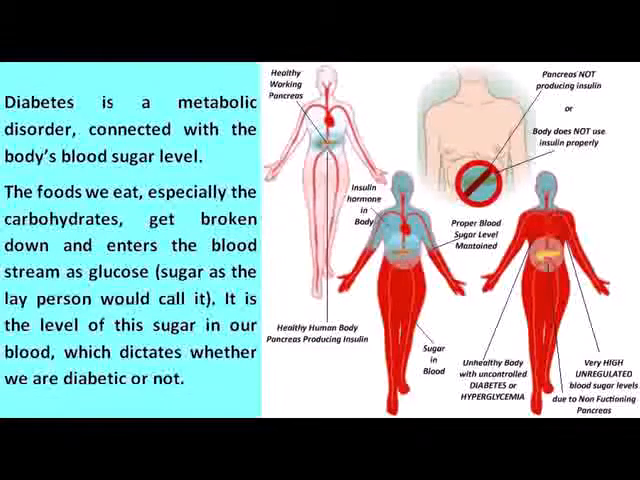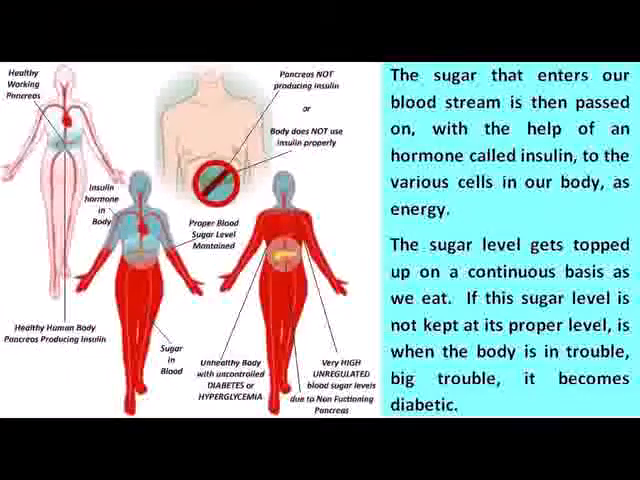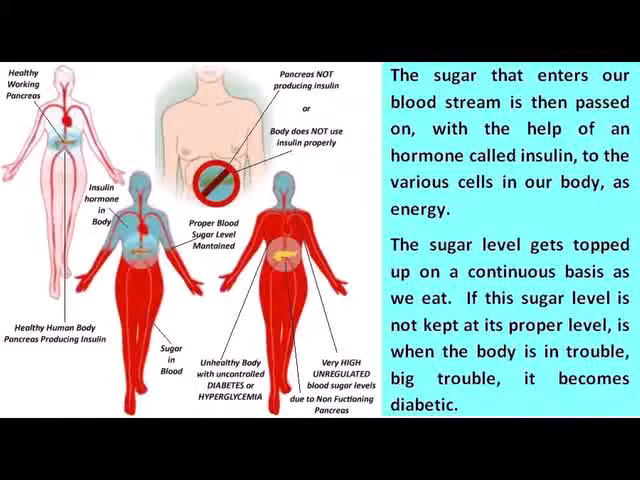Diabetes is a metabolic disorder centered on the sugar levels in our blood. The foods we eat, especially the carbohydrates, get broken down and enter the bloodstream as glucose, sugar as the layperson would call it. It is the level of this sugar in our blood which dictates whether we are diabetic or not. The sugar that enters our bloodstream is then passed on, with the help of a hormone called insulin, to the various cells in our body as energy.